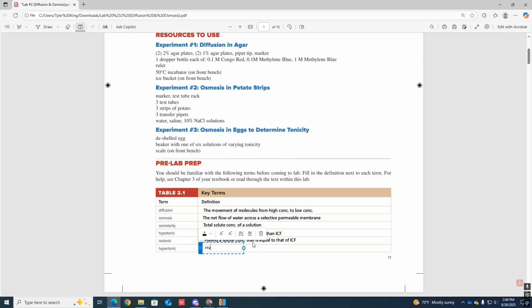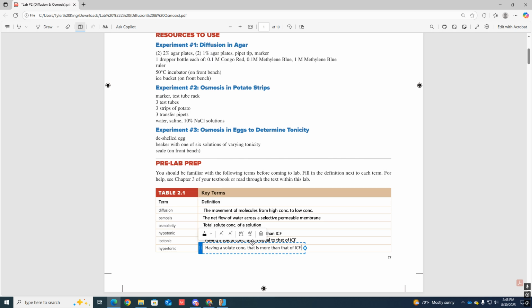On the contrary, hypertonic is having a solute concentration that is more than that of the ICF, intracellular fluid. Okay. So, for example, you take that egg and put it in a very sugary solution. You're going to put it in, I don't know, a big thing of Kool-Aid. Ton of sugar in the Kool-Aid, right, compared to the egg. So what's going to happen to that egg?